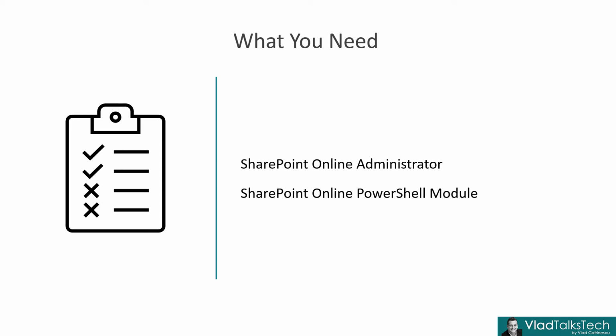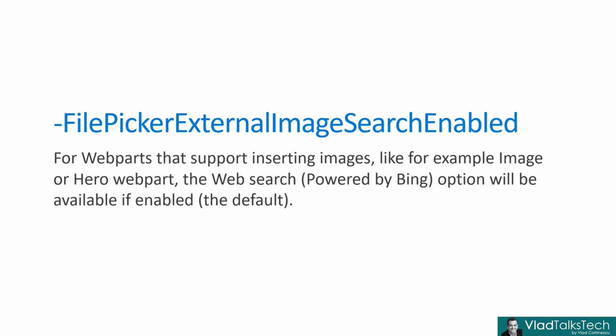If you do not have the module, there is a link in the description below that shows where you can get it from. The property we will need to change at the tenant level is the FilePickerExternalImageSearchEnabled, and here's what the official description is. For web parts that support inserting images, like for example image or hero web part, the web search powered by Bing option will be available if enabled, which is enabled by default, but this also means we can disable it.